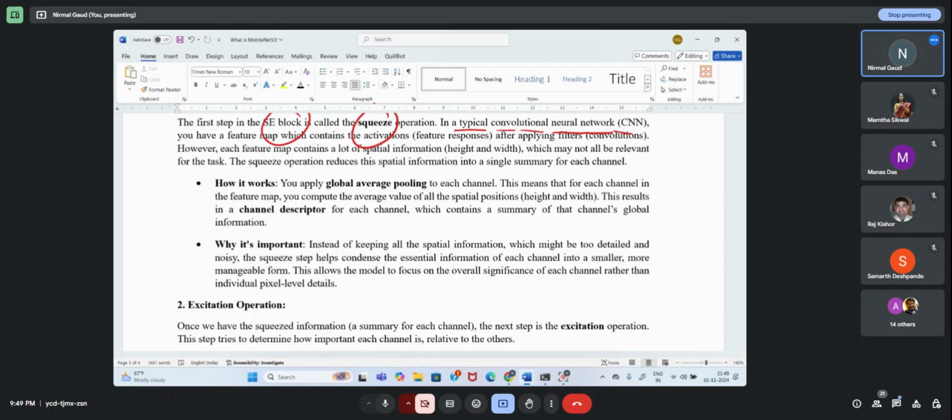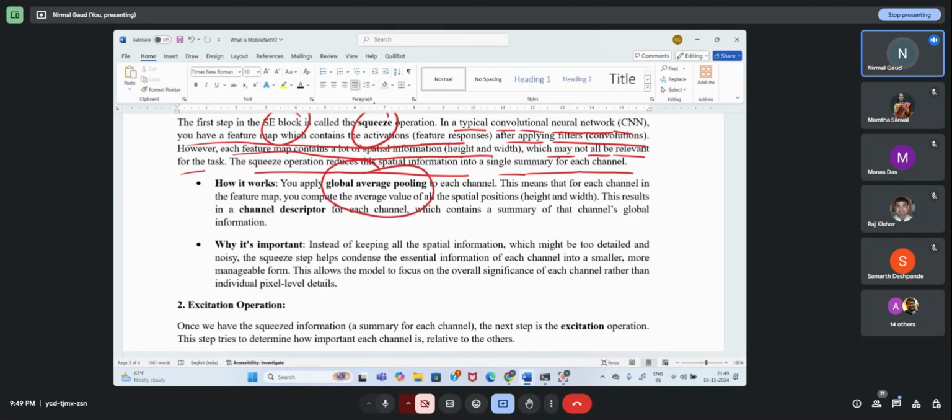Everything is feature extraction. But the way, the approach we are using convolution, that's what we have to understand. So squeeze is also convolution. We have a feature map which contains activations like feature responses after applying filters. Each feature contains a lot of spatial information which may not all be relevant. The squeeze operation reduces the spatial information into a single summary.